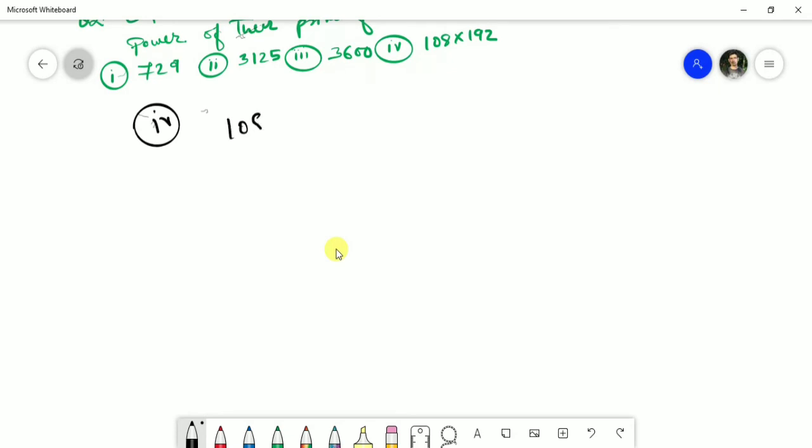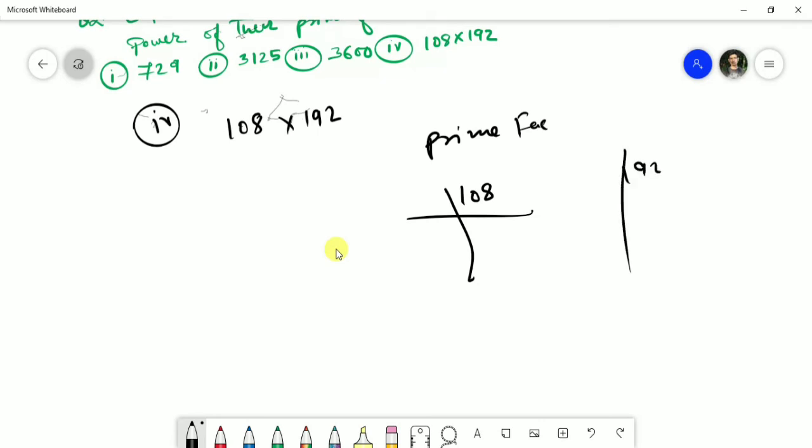So let's see this one. 108 into 192. What we are doing, we can do this one as simply as we can, separately. Prime factorization of 108 we can do, and then after that we can do the prime factorization of 192 also.